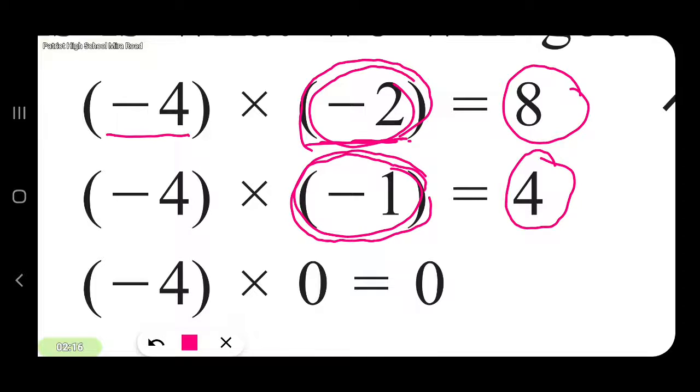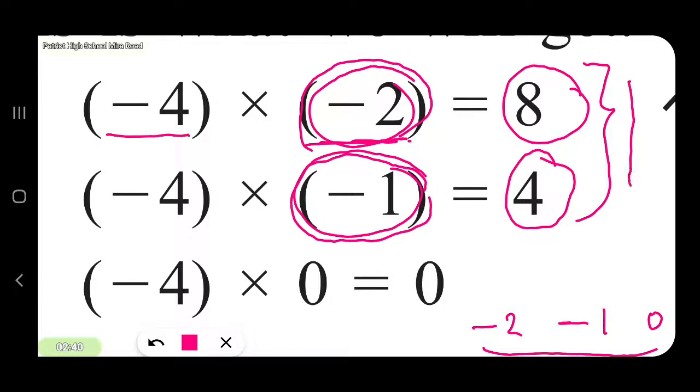As the multiplier increases from minus 2 to minus 1, it has increased. Minus 1 to 0, it has increased. The multiplier here is increasing, but the product is decreasing. From 8 it has gone to 4, and from 4 it goes to 0.